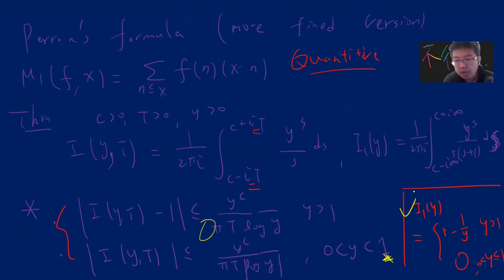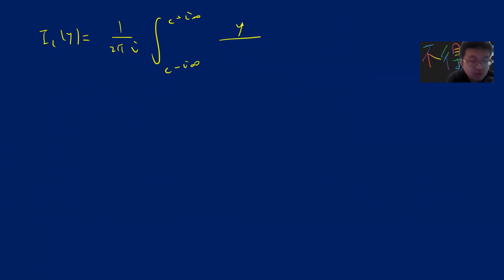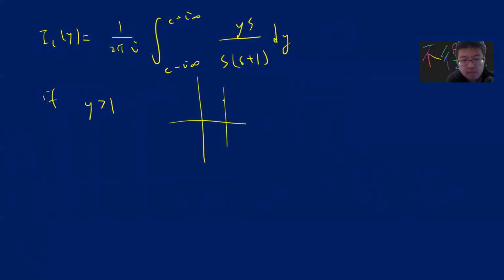Okay, so for this I1 of y, let me just quickly prove it. Probably it's not difficult. I mean, you can try to prove this. I think it's not difficult, so let me just sketch it. y to the s over s(s plus 1) ds, right? So we do the same thing. If let's say y is greater than 1, then you do this, right? So now you capture two poles, at s equals 0 and s equals -1.